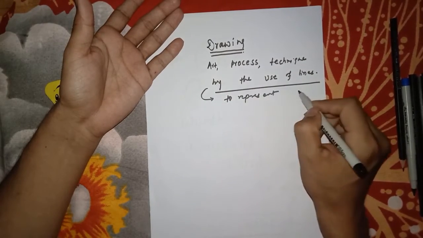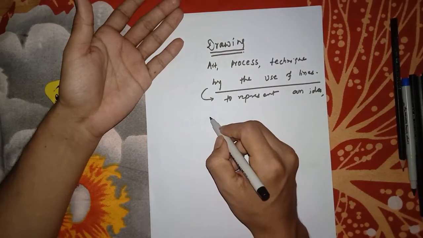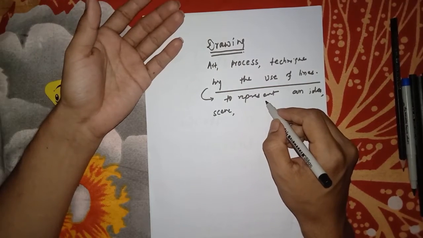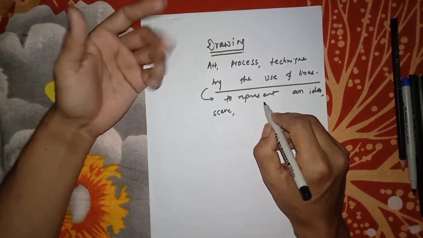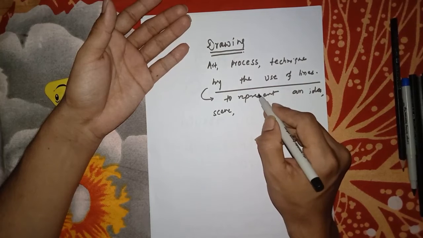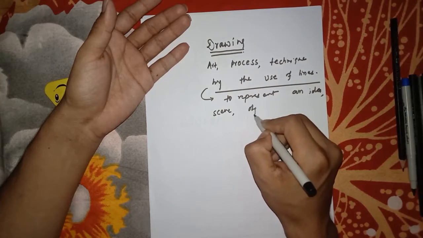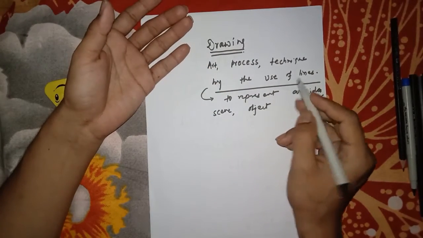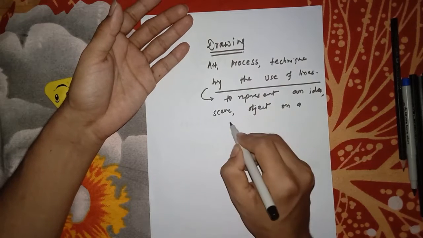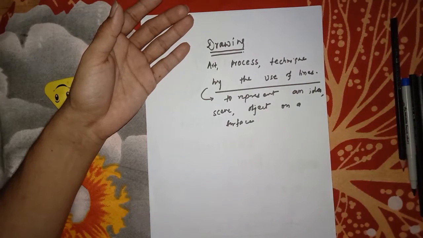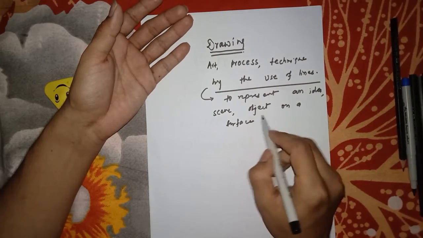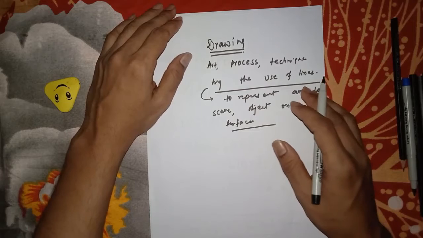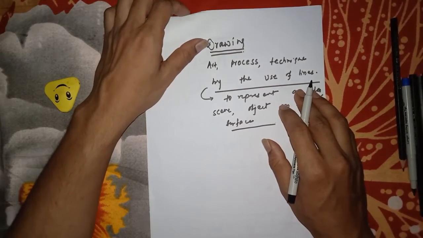To represent an idea, what you want to convey by your drawing, or a scene, maybe natural, maybe created by your mind, or maybe some object, maybe a book or almirah or a boat, something like that, on a surface, maybe canvas, maybe paper, maybe wood, etc. So drawing is a process, art, or technique by the use of lines to represent a specific object, scene, or idea on a surface.